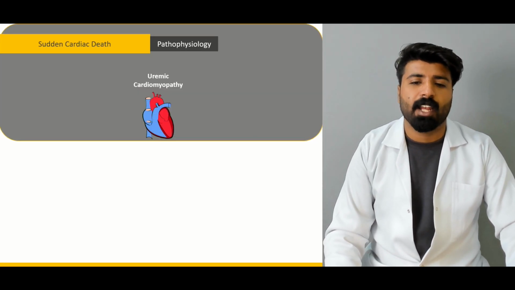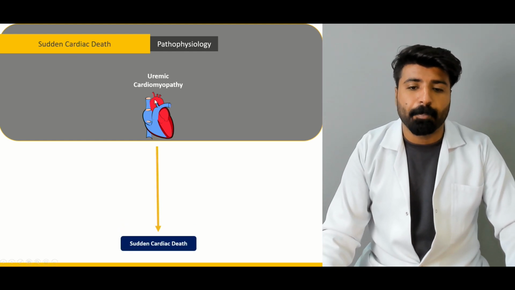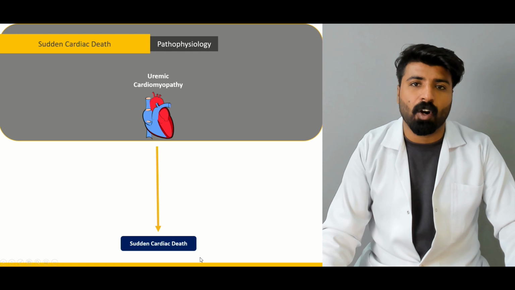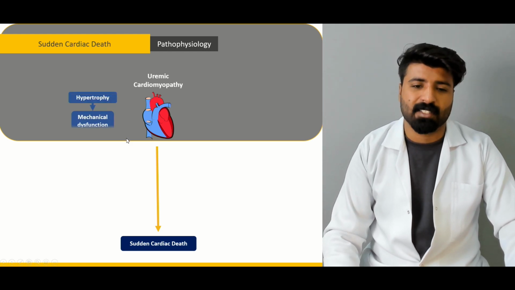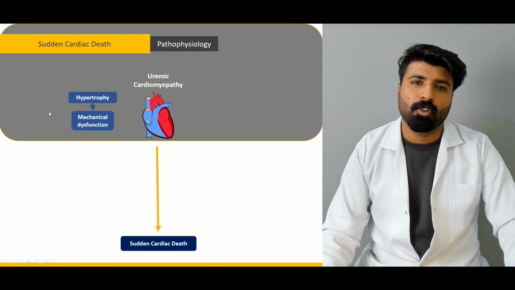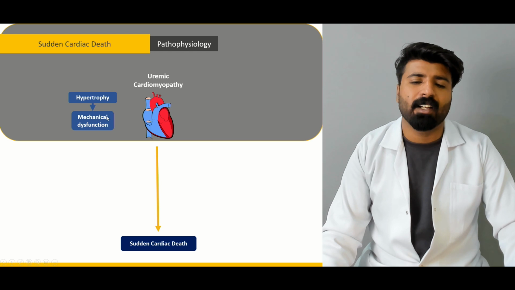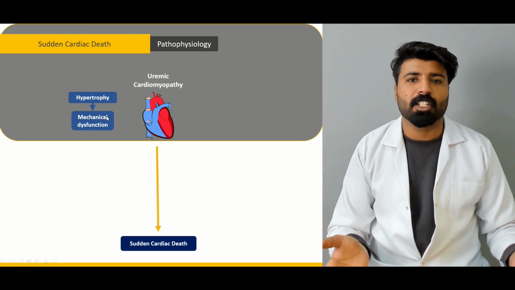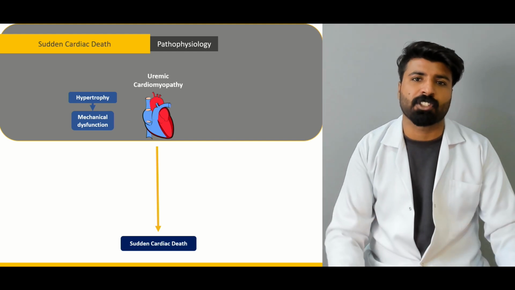Next on, we have sudden cardiac death pathophysiology. In uremic cardiomyopathy, what is the basic cause that leads to sudden cardiac death? We have hypertrophy, where the size has increased due to hypertrophy of the left ventricle or the right ventricle. Mechanical dysfunction has happened. What's mechanical dysfunction? The pumping of the heart is mechanical function.